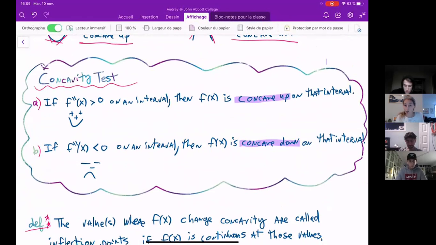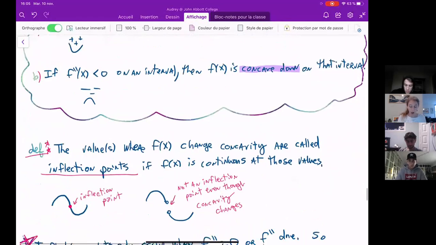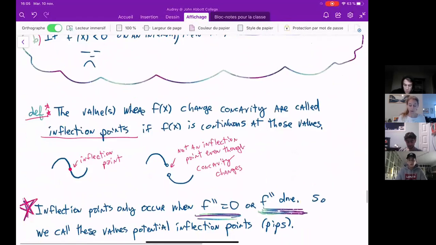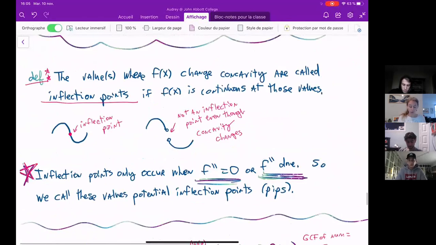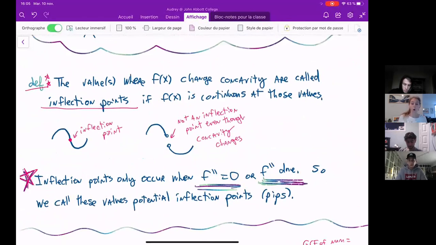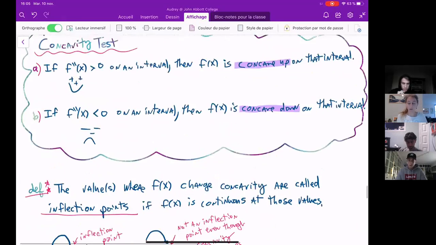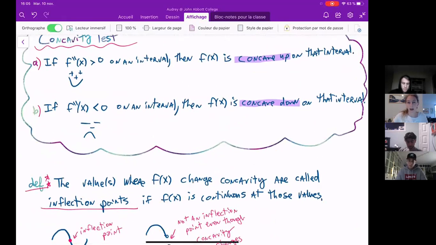And then we learned that the places where a function changes concavity are called inflection points if f is continuous at those values. We also learned that inflection points occur when the second derivative equals 0 or the second derivative does not exist. So these are the main things that we're going to be moving on from today. Inflection points, that's when we change from happy to sad or sad to happy. That's called concavity. And the second derivative gives us information about that.